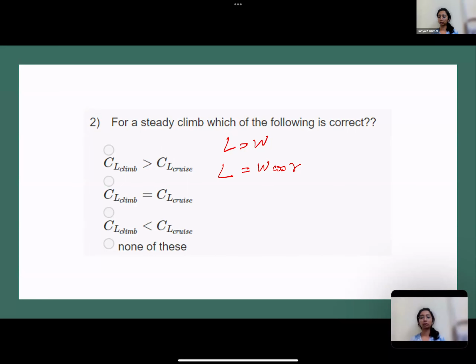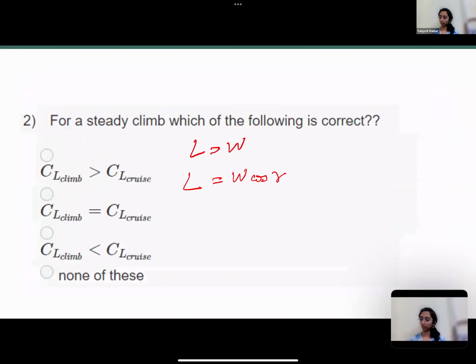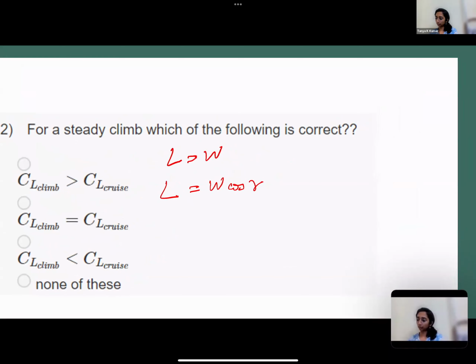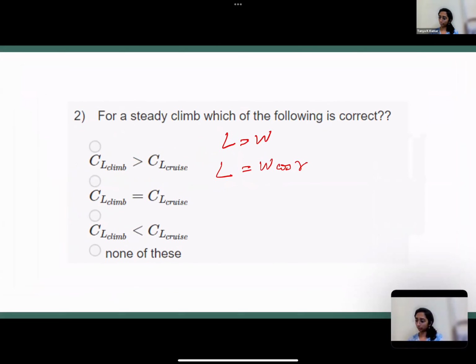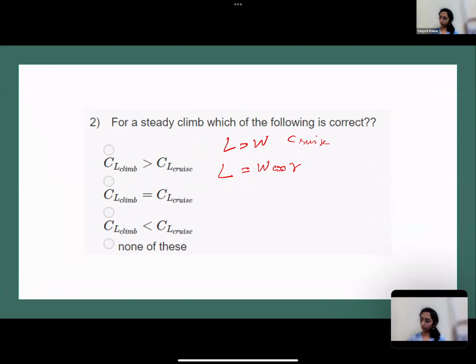Just look at those two equations. The first one is for cruise. This one is for climb.